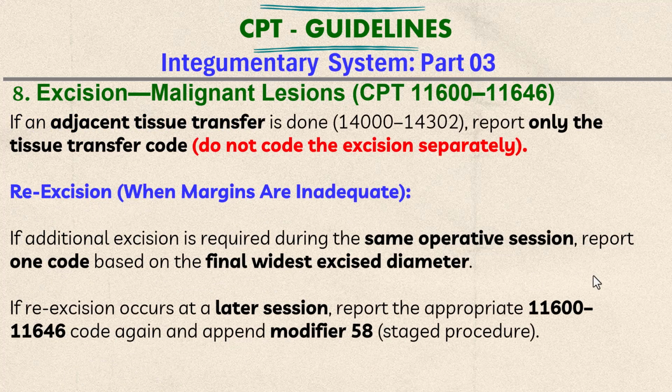If an adjacent tissue transfer is done, report only the tissue transfer code. So do not code the excision code separately. For re-excision, that is when margins are inadequate and additional excision is required during the same operative session, report one code based on the final widest excised diameter. If re-excision occurs at a later session, report the appropriate code again and append the modifier 58 as a staged procedure.